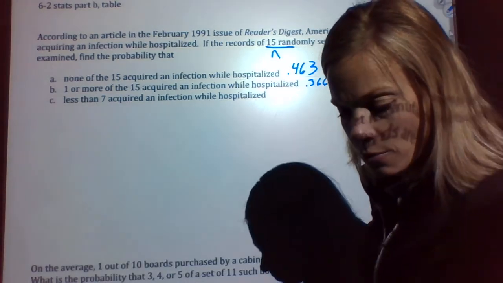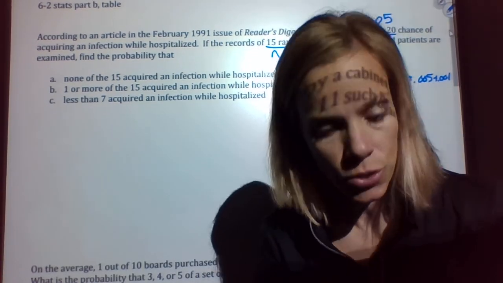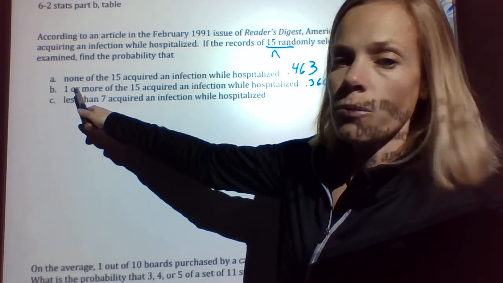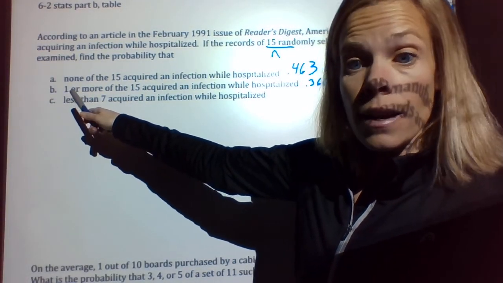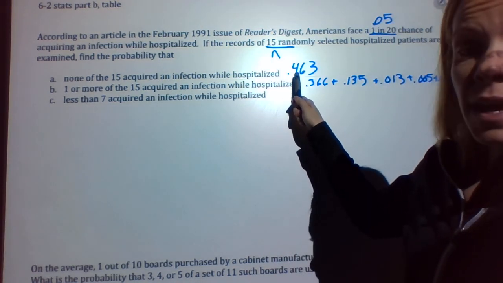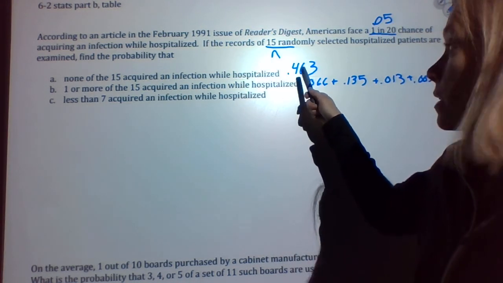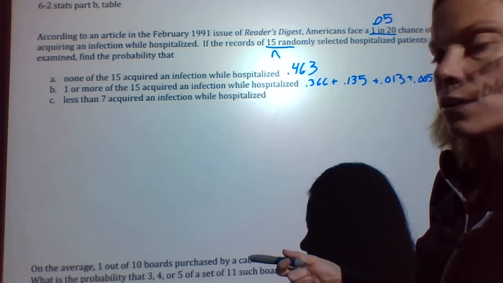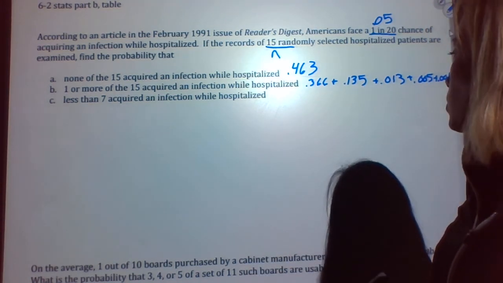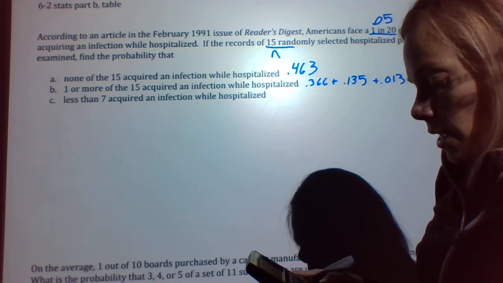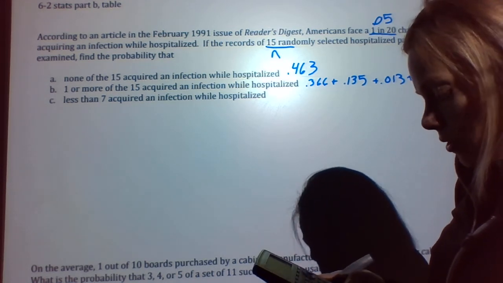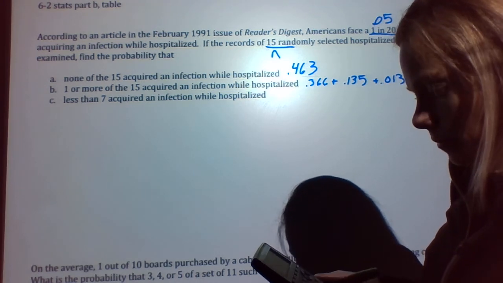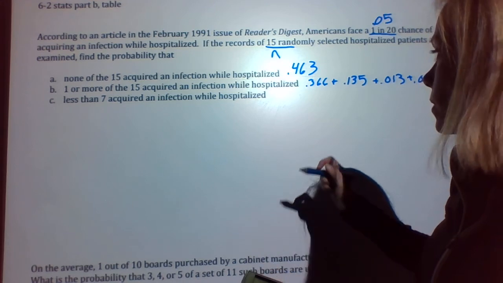Some of you might be thinking, why can't we just do the complement? And you sure can. That would be the other way to do it. I actually want, what's the opposite of 1 or more? None. And that is actually what we got in problem A. So I could do 1 minus 0.463, which would be a lot easier, but since we're using our table, it's almost just as easy to add those up. So either way you do it, you should get the same answer, 0.537.